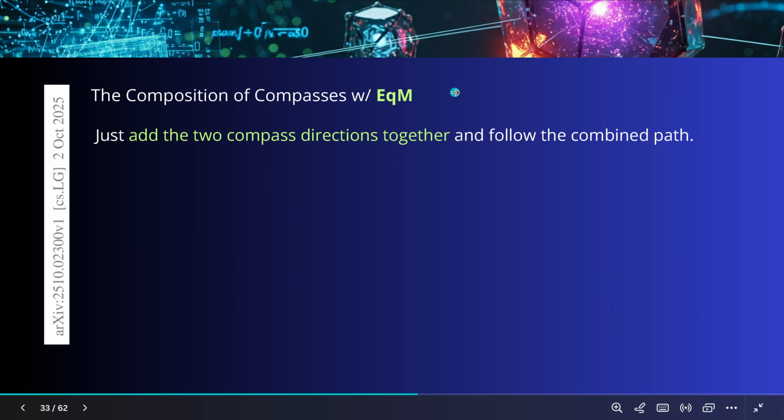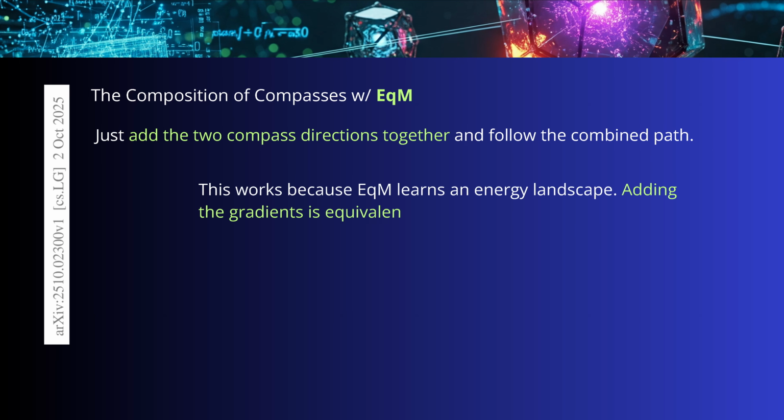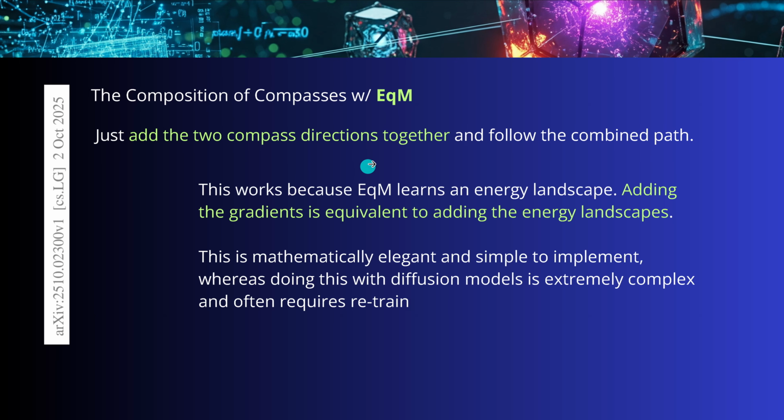There's another benefit. You know what we can do in this new thing? We can just add the two compass directions together and follow a combined path. We don't have to retrain them at all. We can just add the directions. And why is it possible? Because the main idea is that the AI is learning an energy landscape. And adding the gradients is equivalent to adding the energy landscapes. It is mathematically such an elegant solution.